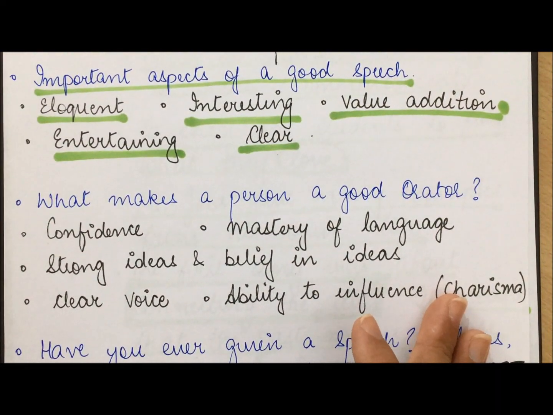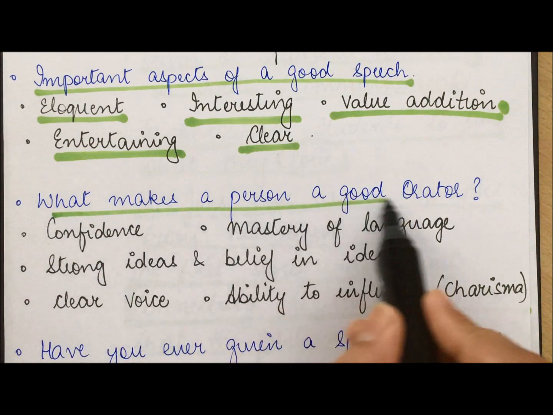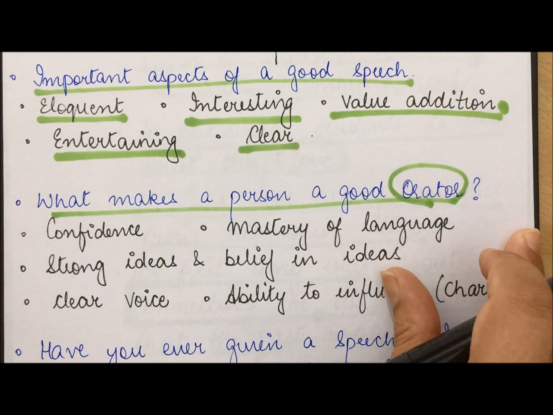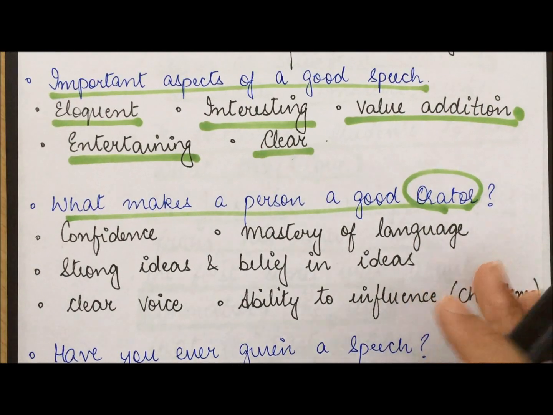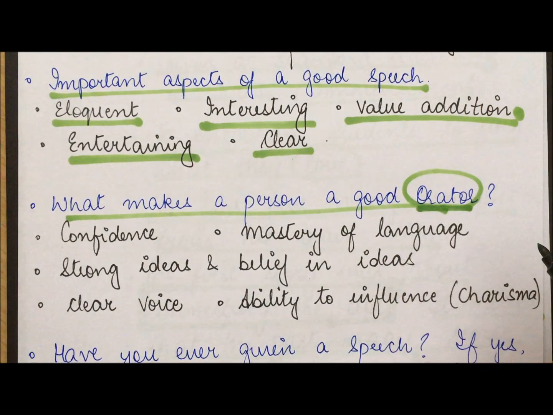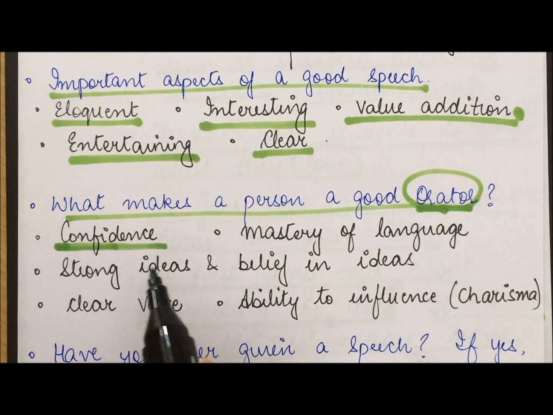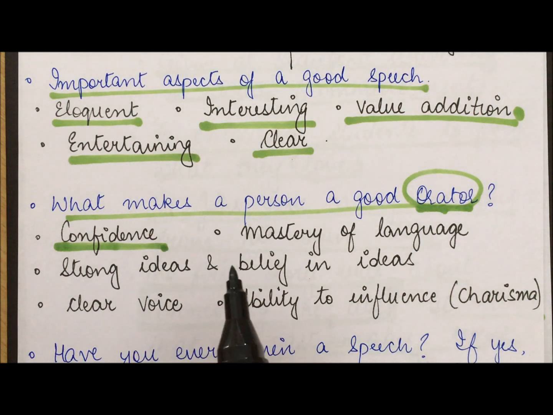Now the next question is, what makes a person a good orator? An orator is a speech giver, a person who speaks publicly. Okay, so what are the qualities of a good orator? First is obviously confidence. If a person is not confident, we don't really want to listen to them. So confidence is very important.